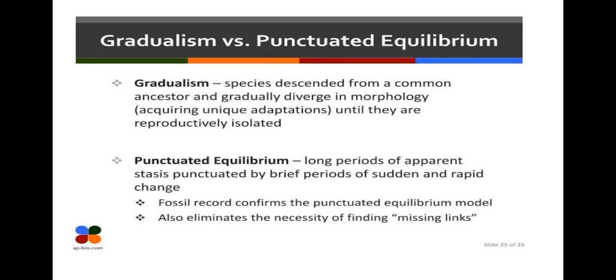Gradualism versus punctuated equilibrium. Gradualism: species descended from a common ancestor and gradually diverge in morphology, acquiring unique adaptations until they are reproductively isolated. Punctuated equilibrium: long periods of apparent stasis punctuated by brief periods of sudden and rapid change. The fossil record confirms the punctuated equilibrium model, and also eliminates the necessity of finding missing links.